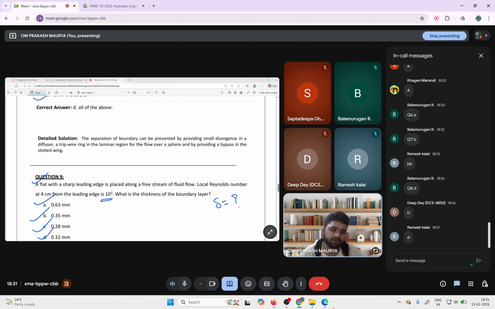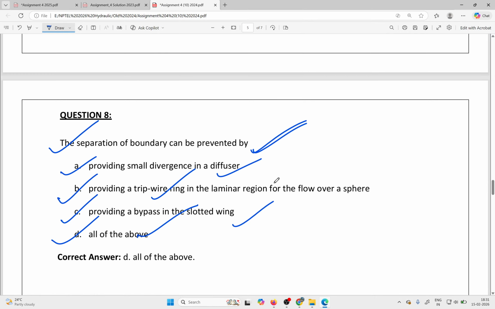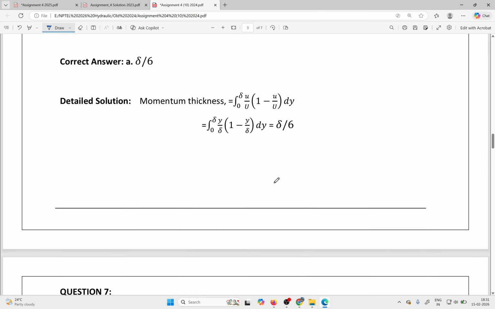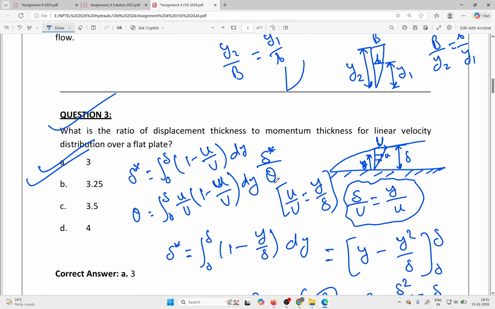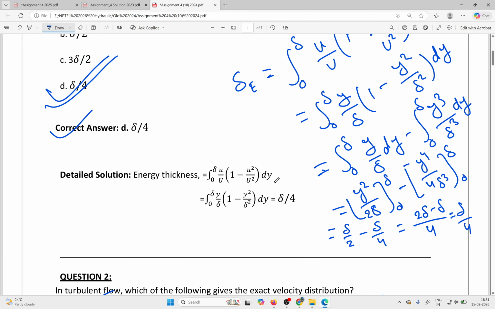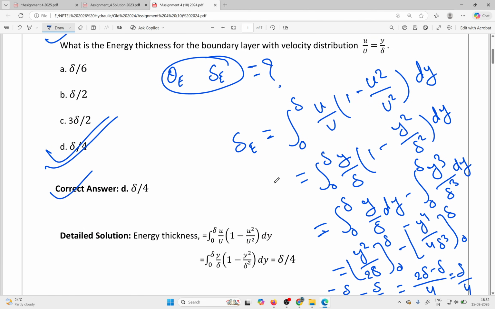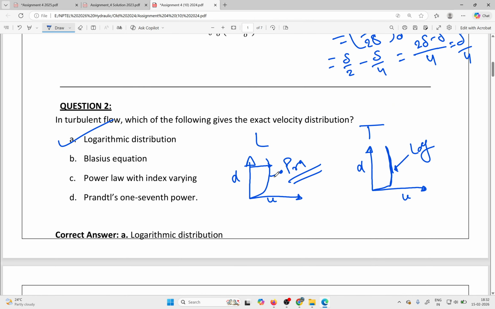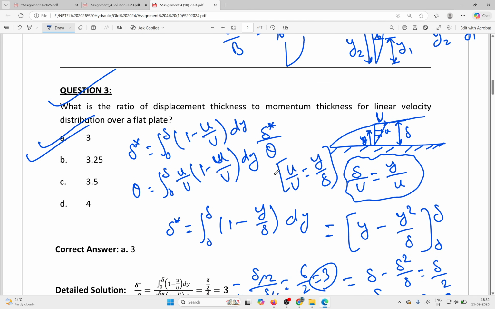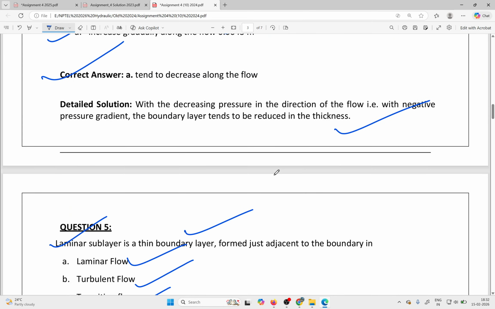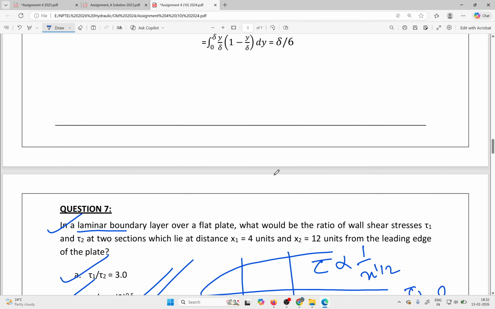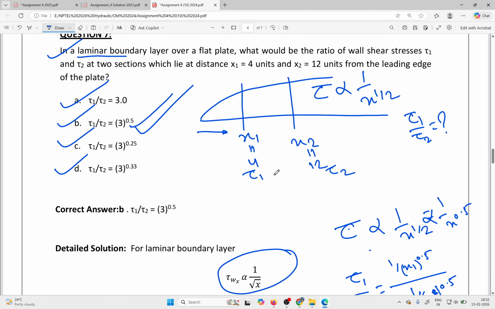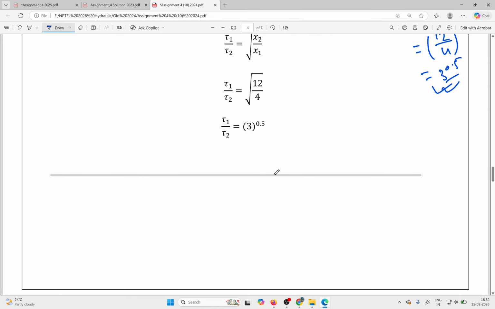And if it is turbulent, then what will be the formula? In the turbulent case also we have seen it. Let me just show you. In the previous assignment I think we have seen the formulas. I'll just show you here, no issue.